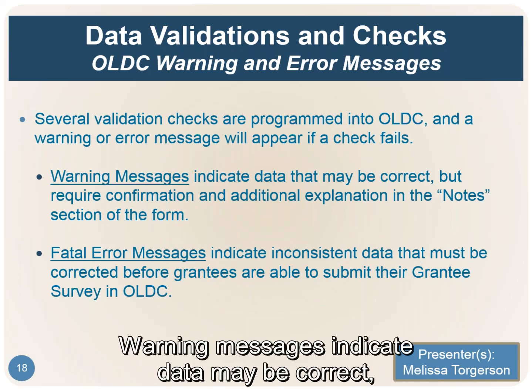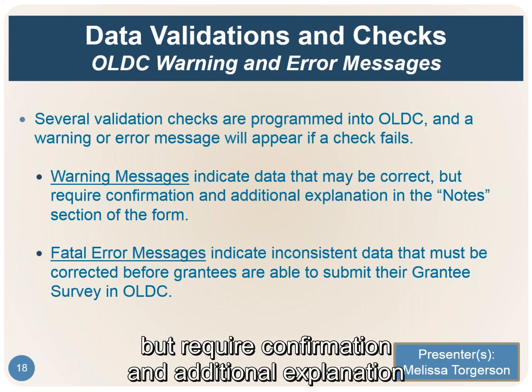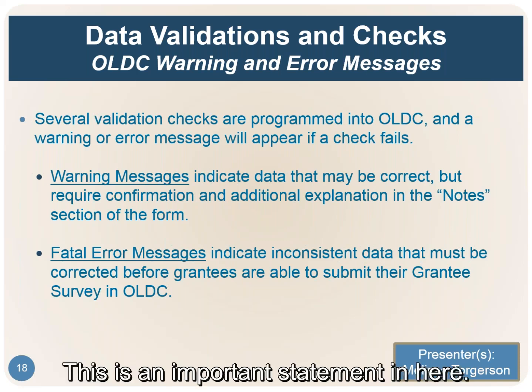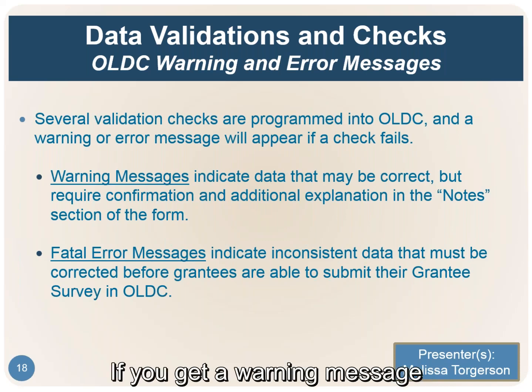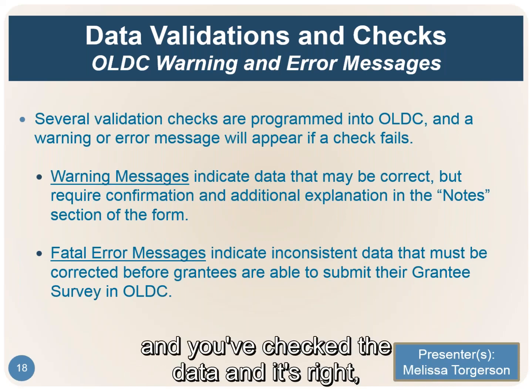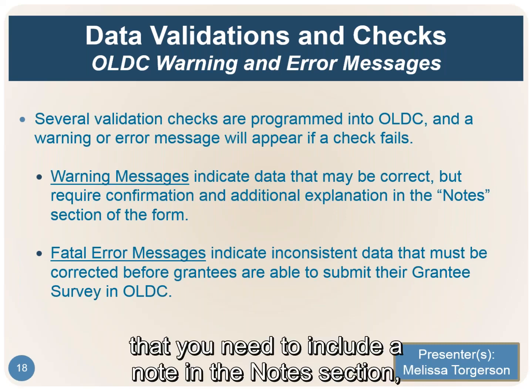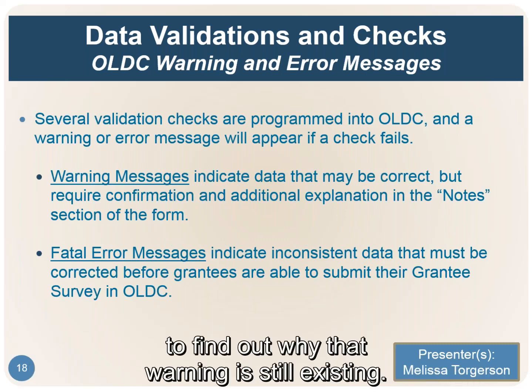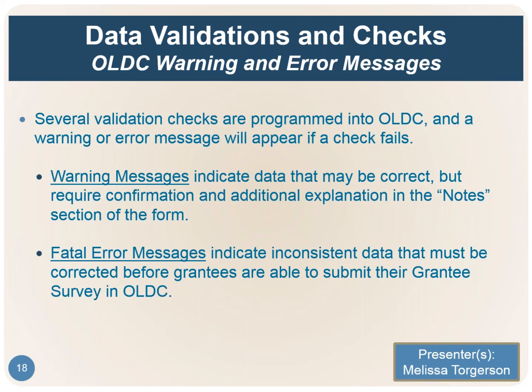Warning messages indicate data may be correct but require confirmation and additional explanation in the notes section. This is an important statement here. If you get a warning message and you've checked the data and it's right, it should be an automatic trigger that you need to include a note in the note section, because OCS or APPRISE will be calling you to find out why that warning is still existing.